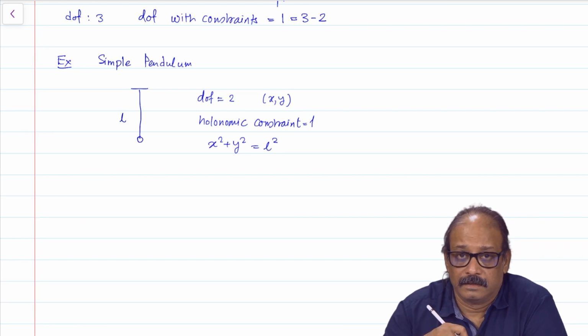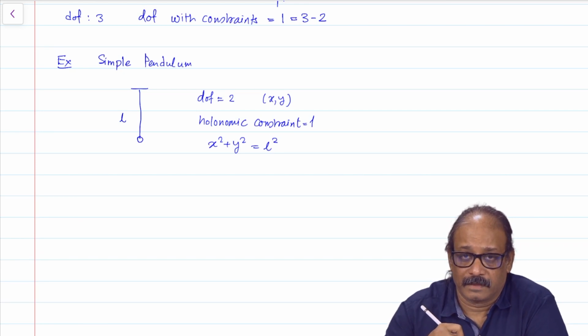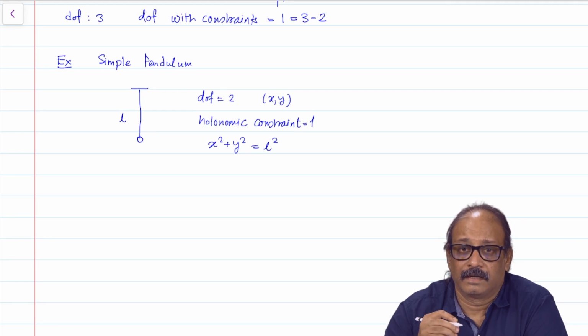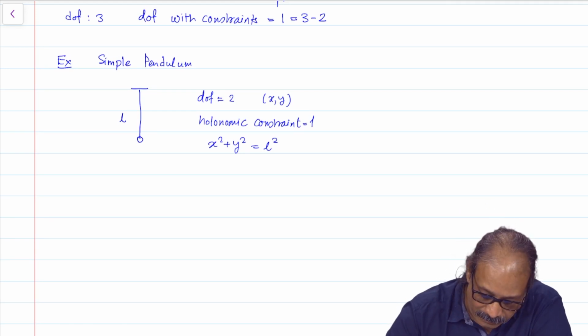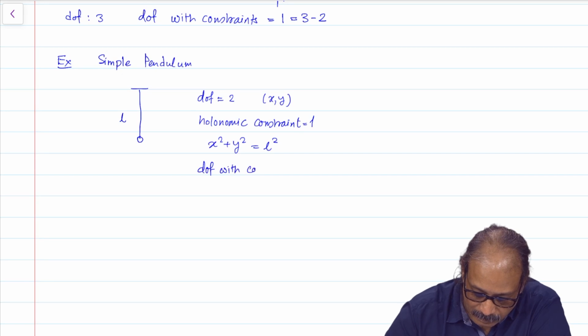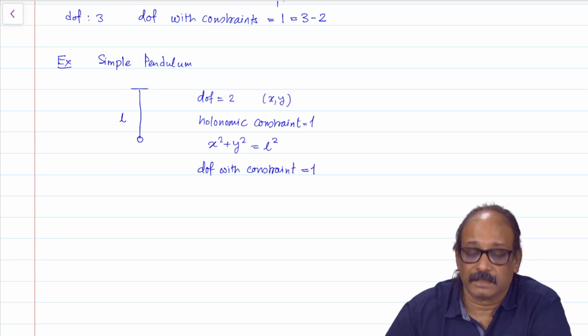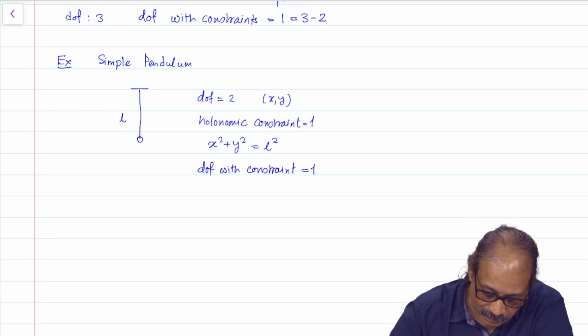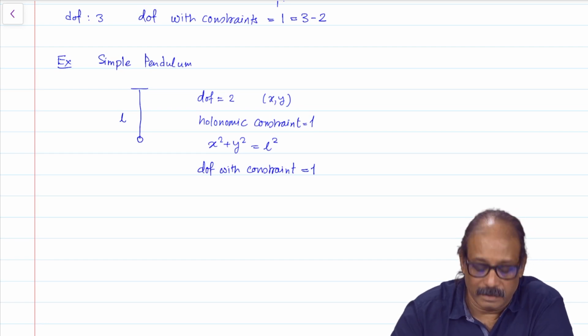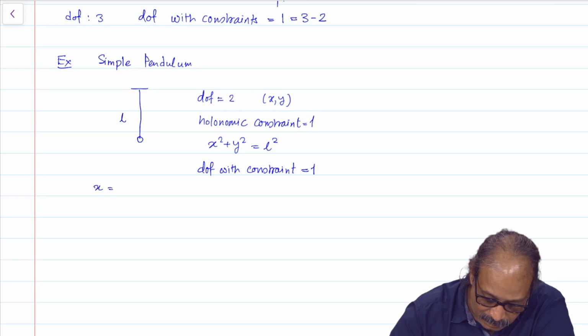Then the dimensionality of the accessible region in the configuration space is 1. So, degrees of freedom with constraint is just 1. The generalized coordinate that we will use here is theta, and that is x is r cos theta and y is equal to r sin theta.